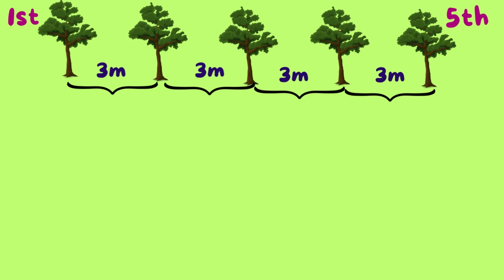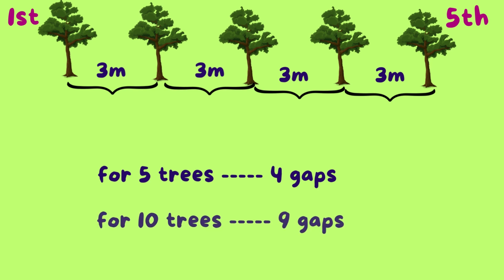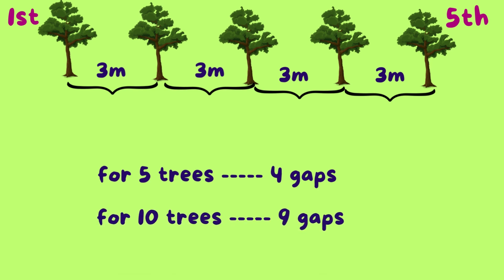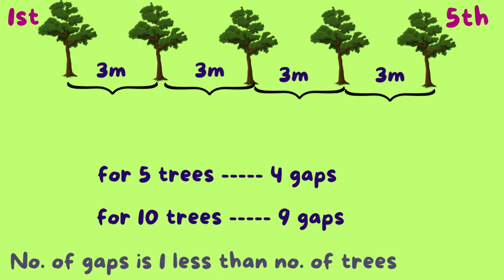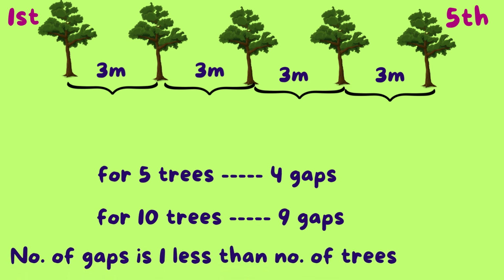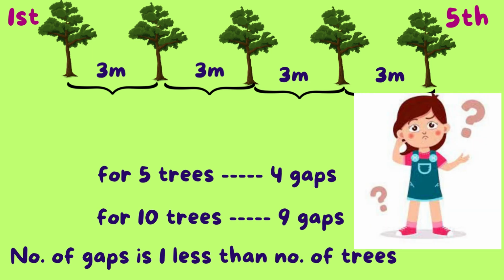Thus, when there are 5 trees, there are 4 gaps in between them. When you have 10 trees, there will be 9 gaps in between them. Which means the number of gaps is always every time 1 less than the number of trees. If more number of trees are given, it is really difficult for you to draw the diagram and get the answer. So let's generalize it and get the formula.